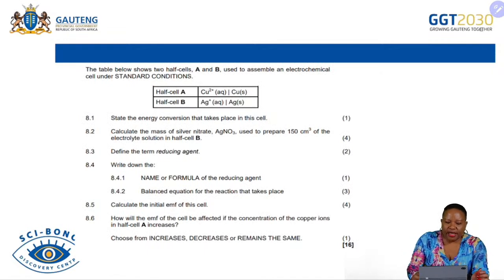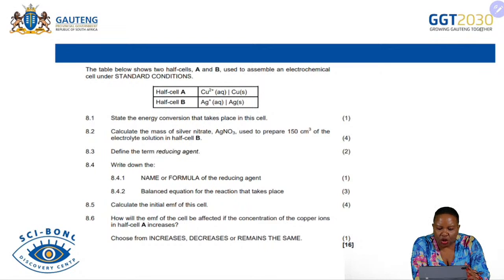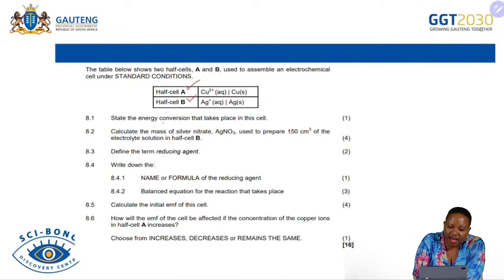And then this one says, the table below shows two half cells A and B used to assemble an electrolytic cell under standard condition. So we have two half cells, cell A and B. Cell A is having a copper half cell, cell B is having a silver half cell. So immediately when you look at the two cells, you'll see which one will undergo oxidation and which one will undergo reduction. State the energy conversion that takes place in this cell.